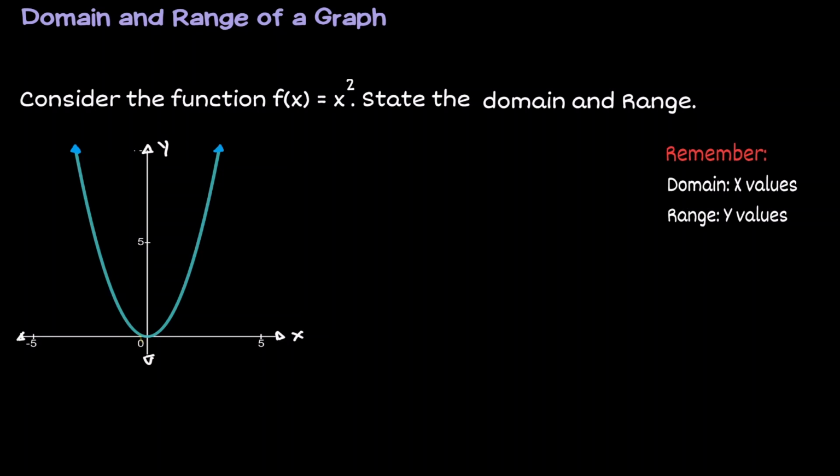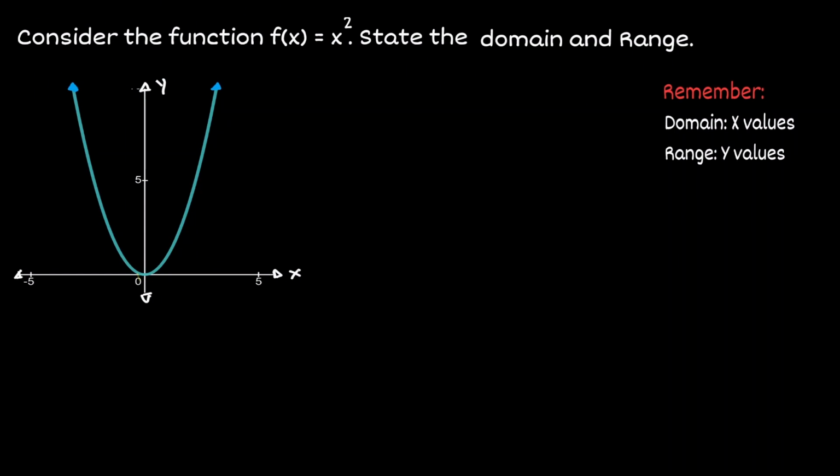Welcome. Let's discuss the idea of domain and range of a graph. Let's start by considering the function f of x equals x squared, and let's try to think about how we can define the domain and range of this function. The graph of the function x squared is shown right here on the left-hand side.